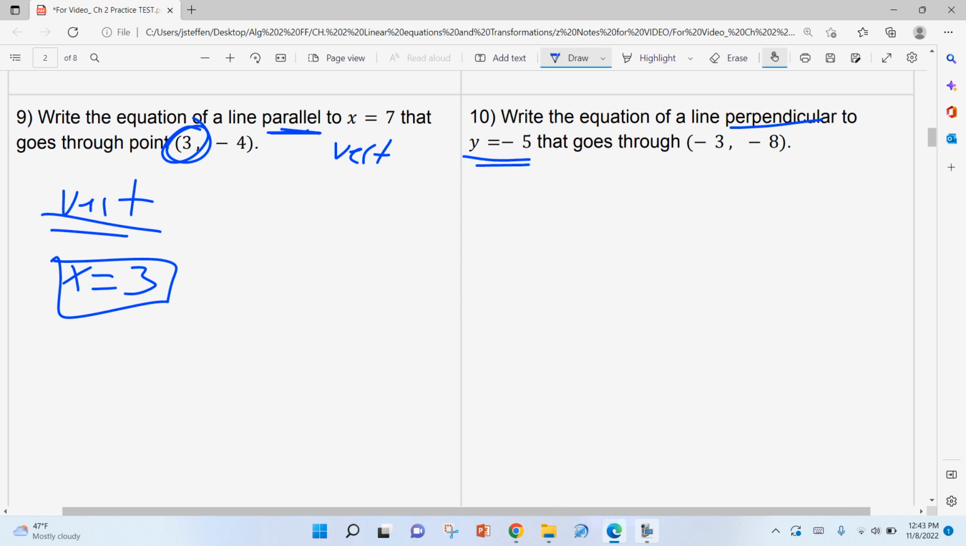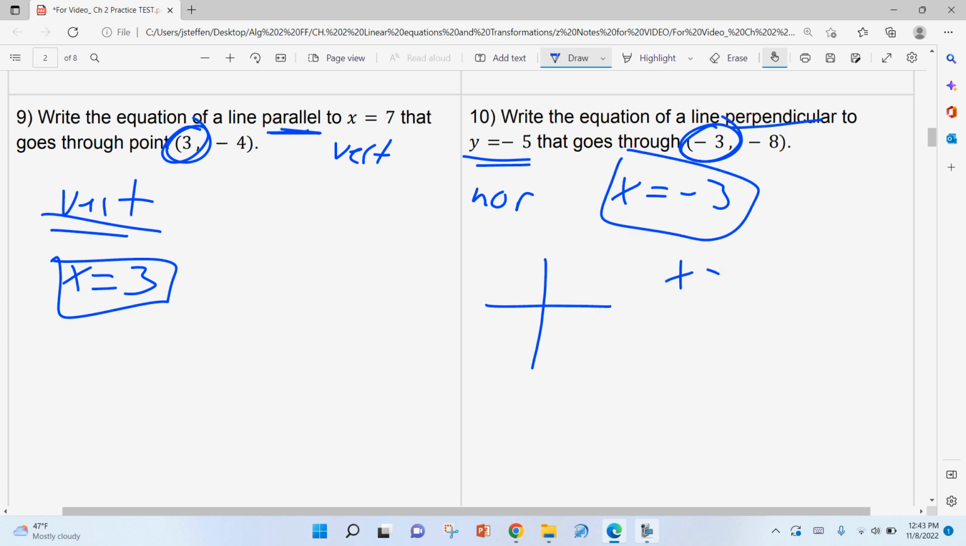Perpendicular to y is equal to -5. So again, now it's perpendicular to a horizontal line. Well, if we have a horizontal line, what line is going to be perpendicular? That's got to be a vertical line. So now we're dealing with x is equal to for our answer. And again, it's got to be that x value for that. Anytime you have x is equal, you always do the x value. Anytime it's y is equal to, it's going to be the y value.